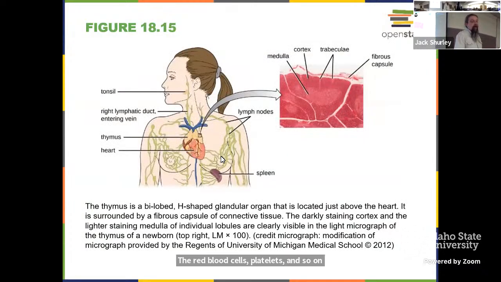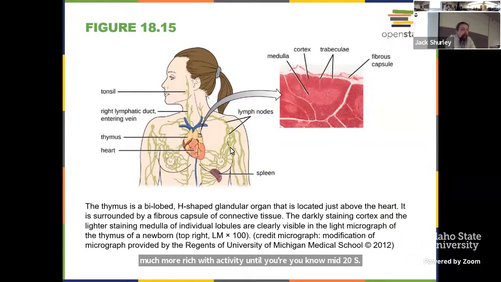The T cells, when we think about that, they mature within the thymus. This is where the maturation is happening. And really, once you hit adulthood, the thymus starts to kind of atrophy a little bit. It's much more rich with activity until you're mid-20s, and then it starts to wane a little bit. You still are, and this is looking at, I think it says, thymus of a newborn, as we're looking at this cross section.